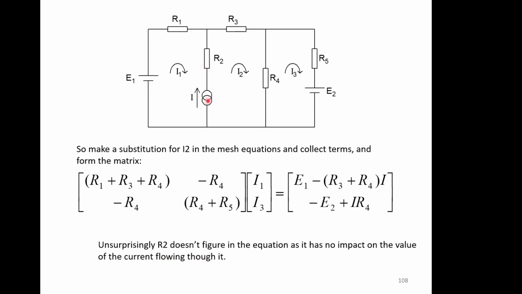Okay, current through it is driven by this current source, and that's it. So it doesn't really matter what's going on in that resistor. It could be what it likes, and the equations have just recognised that and dropped it out for you. The maths don't lie.